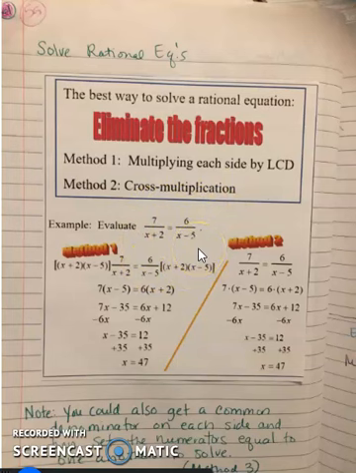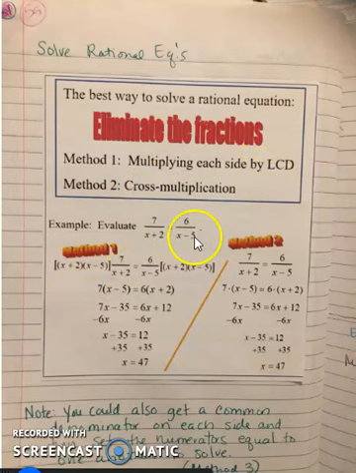So for example, we have 7 divided by x plus 2, which is equal to 6 over x minus 5. So we know already from the very beginning we can have two solutions that are going to be eliminated. That's going to be x equals negative 2 and x equals 5. We have to take those out of this because those are going to be from your domain restrictions from the very beginning.